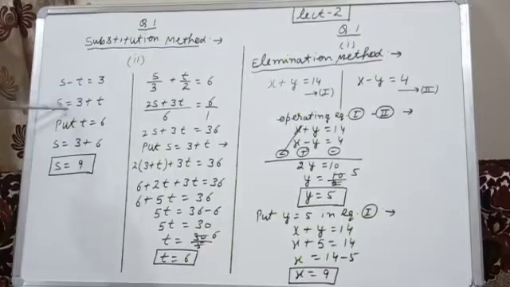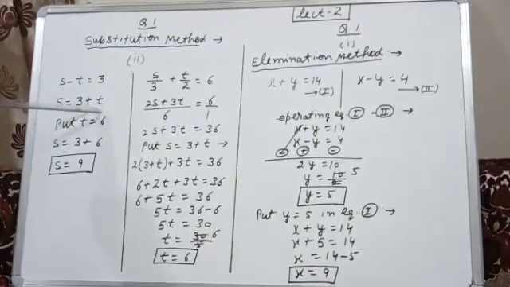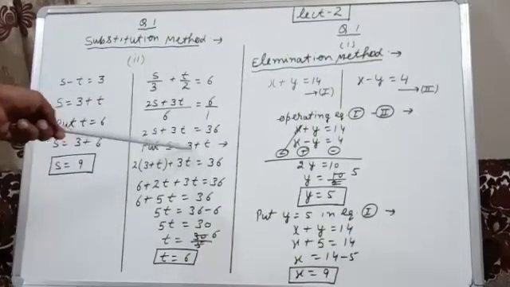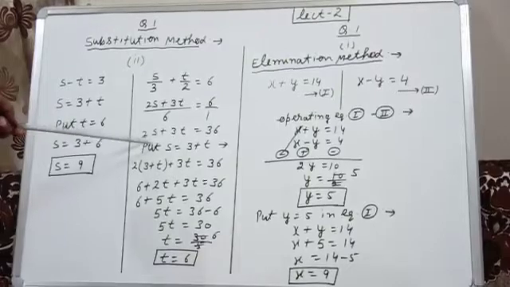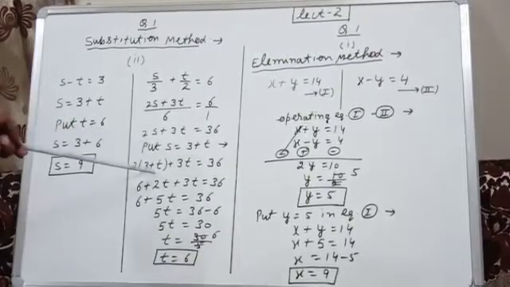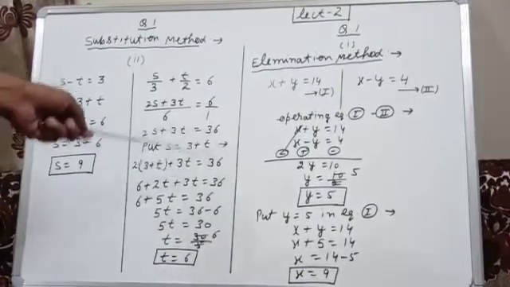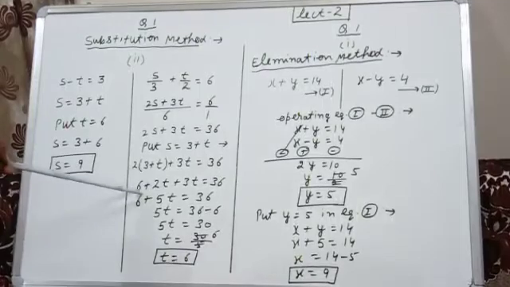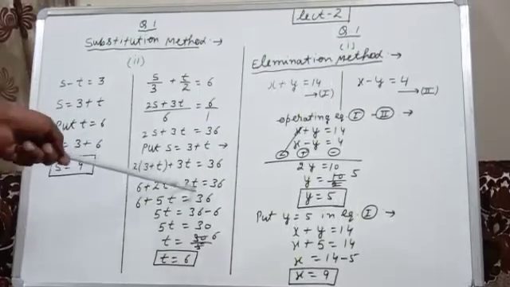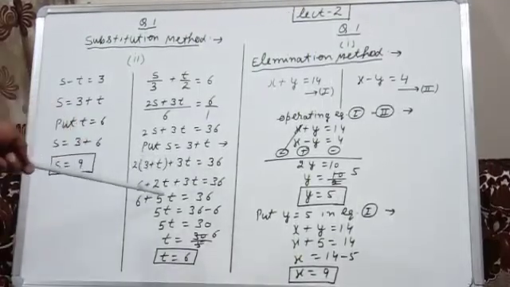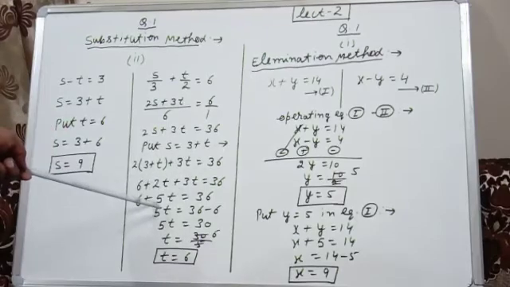So let us take s, this minus t will become plus t. So s equal to 3 plus t we will put here. So 2 as it is, in place of s we will put 3 plus t, this 3 as it is, 36 as it is. So 2 into 3, 6, 2 into t, 2t, 3t as it is, 36 as it is. So 2t plus 3t, it will become 5t.